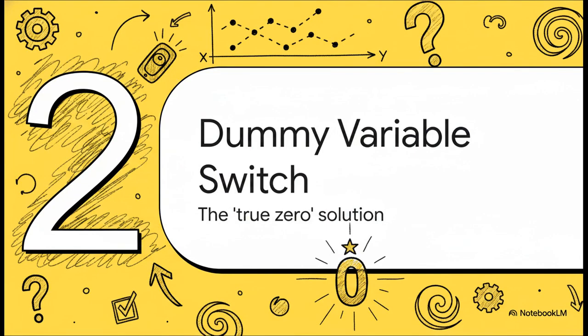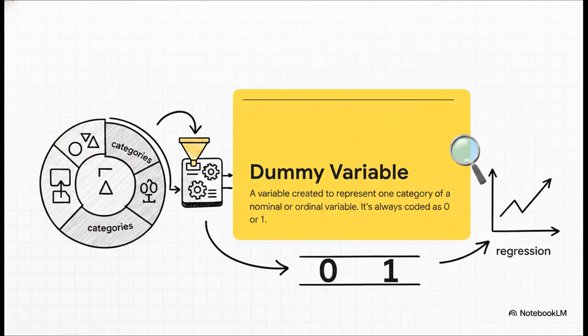Okay, on to section 2, the dummy variable switch. This is where we get to that really elegant solution to our true zero problem. So, how do we fix this? Well, we bring in this incredibly useful tool called a dummy variable. You can think of it as a special kind of variable that we create specifically to translate our categories into a language that regression can finally understand.